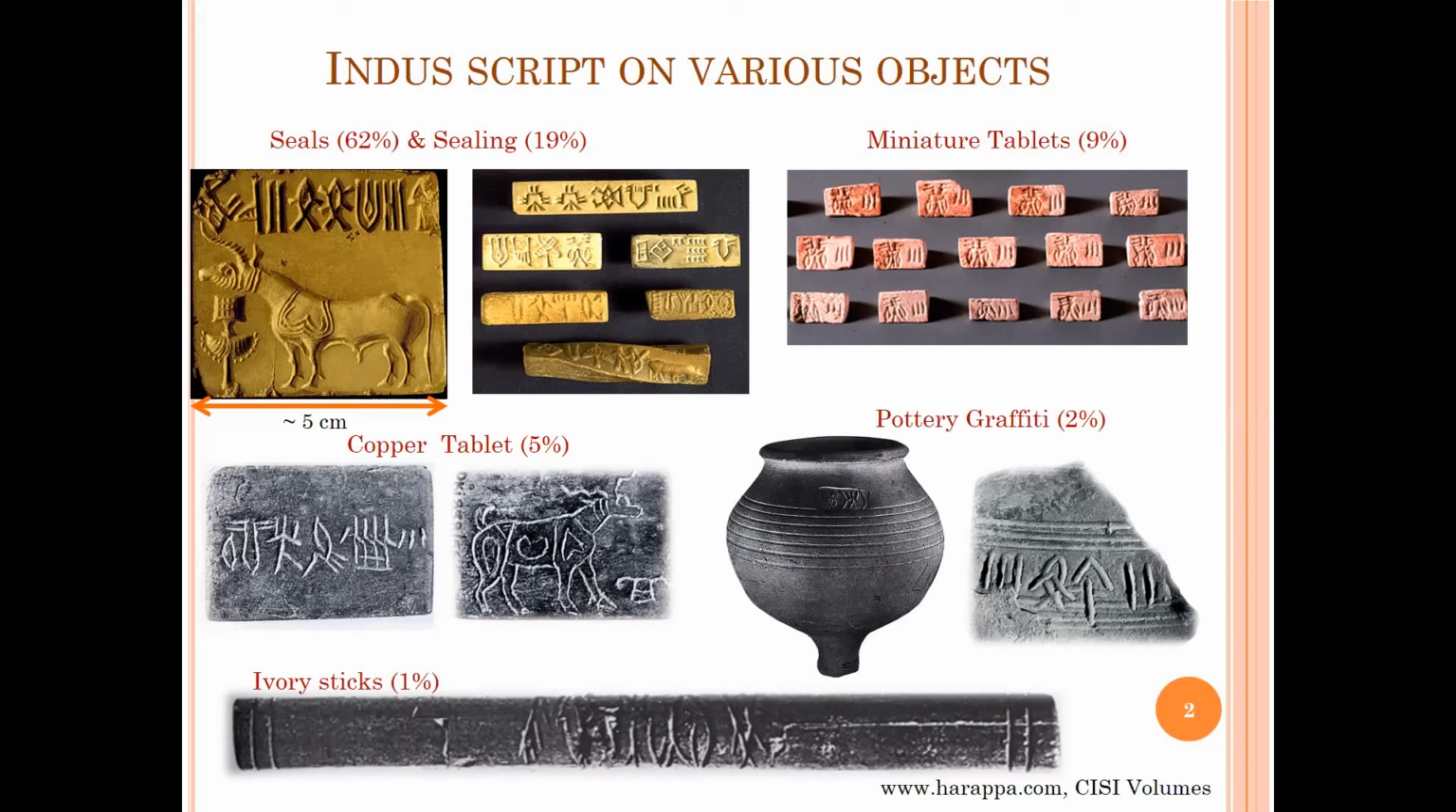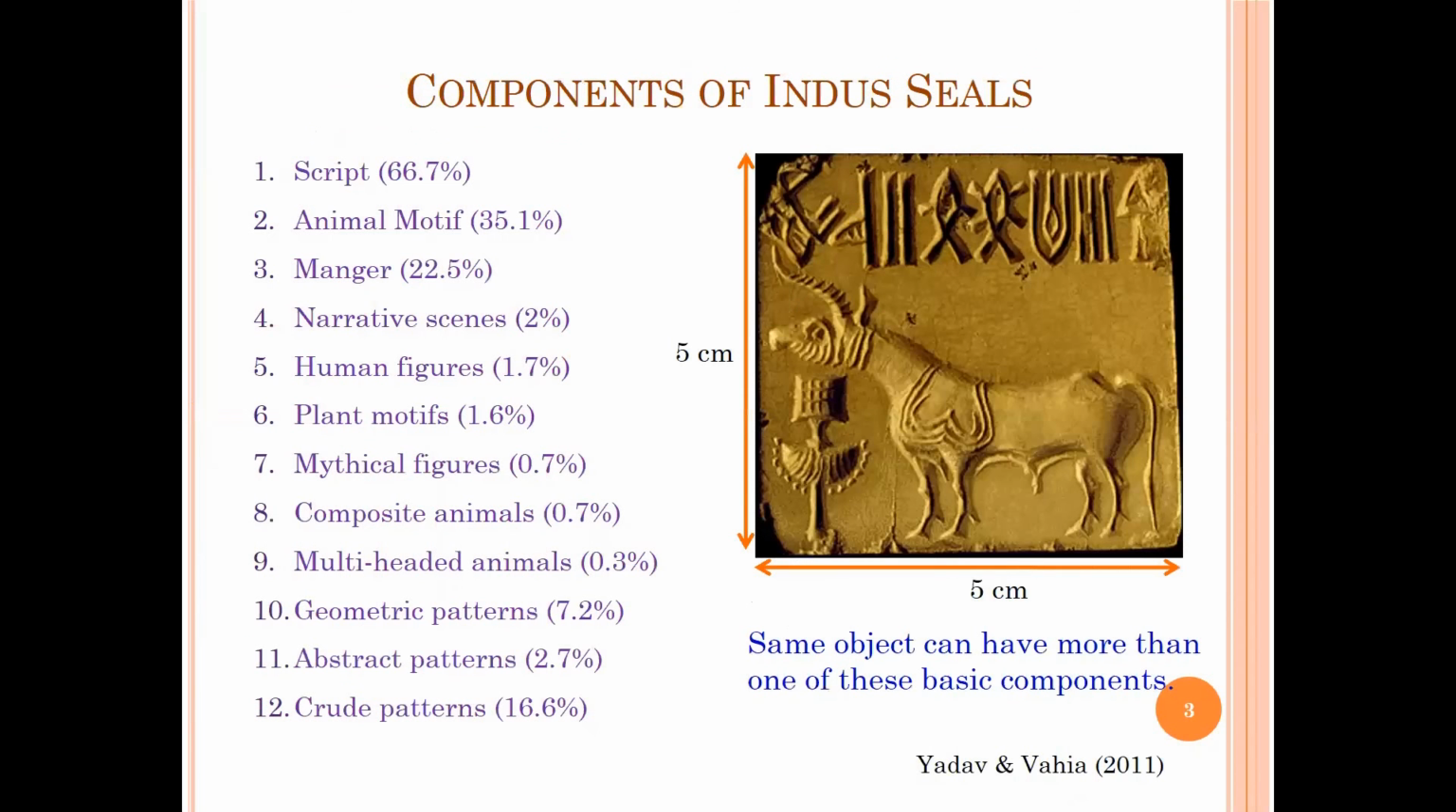So the presence of these Indus signs on these various different kinds of objects does suggest that the Indus writing may have been used to write a variety of contents. Now, if we take a look at the various components of Indus seals, we find that most often on an inscribed surface or on an Indus seal, we find the script, animal motif, and a standard or the feeding trough, and together they account for the bulk of the inscribed corpus.